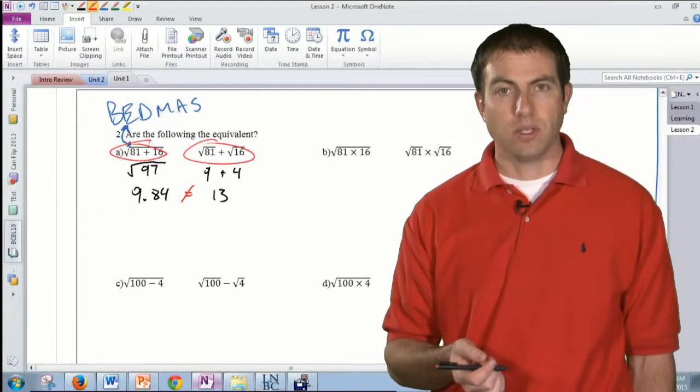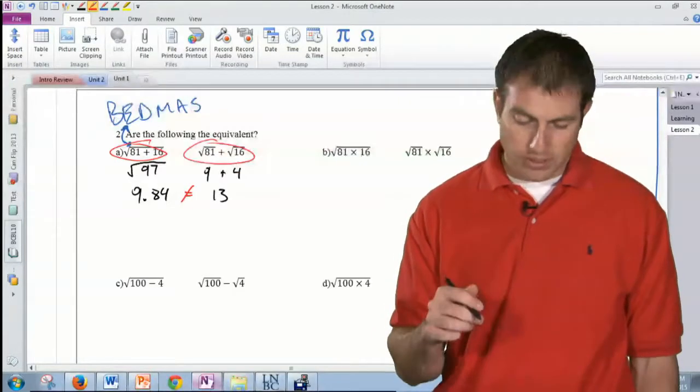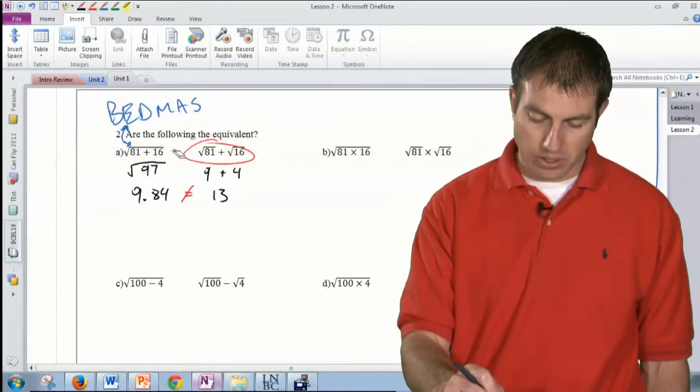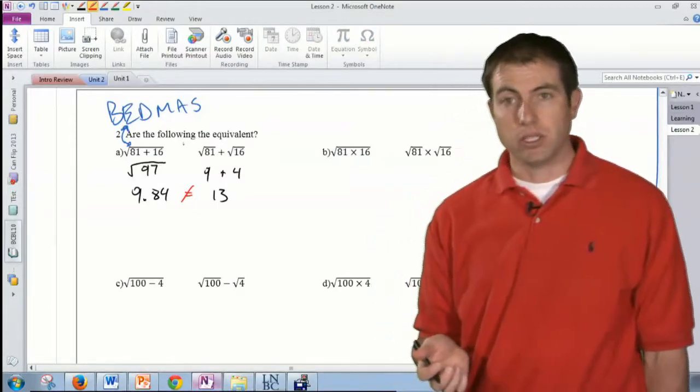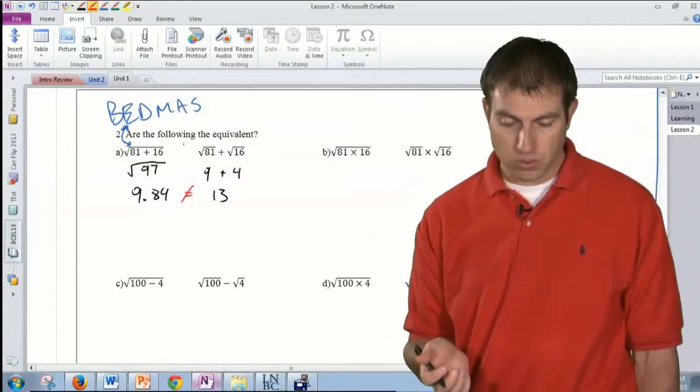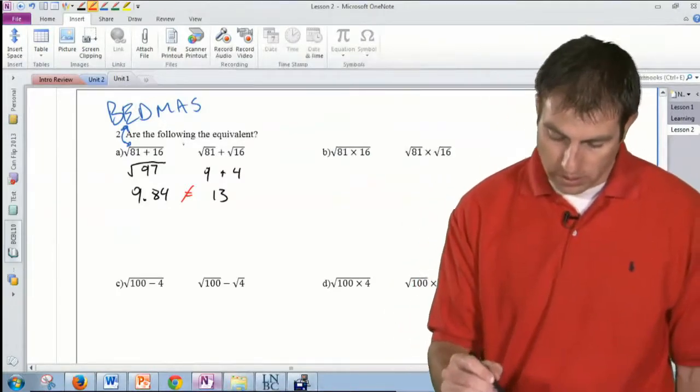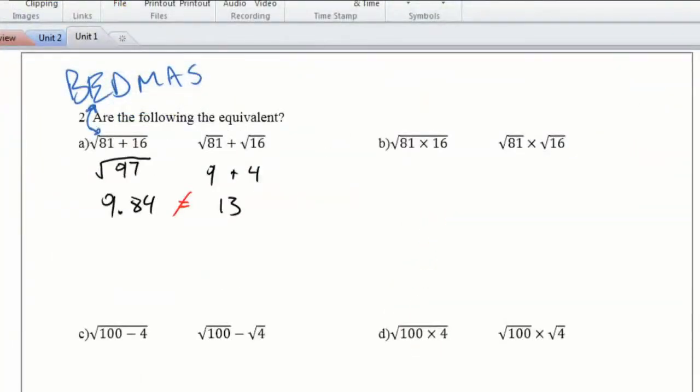Hopefully that sinks into your brain a little bit, and you're able to figure that out. The next question's multiplication. How did I add the first one? 81 and 16 together. 8 and 1 is 9, and 6 and the 1 is 7, 97.